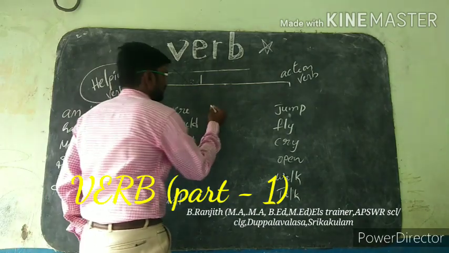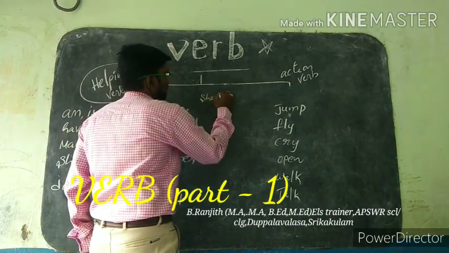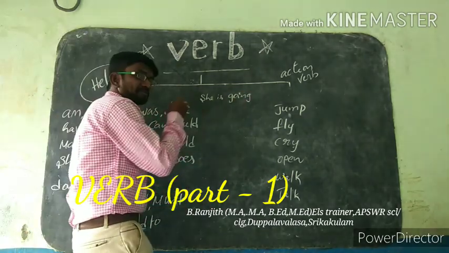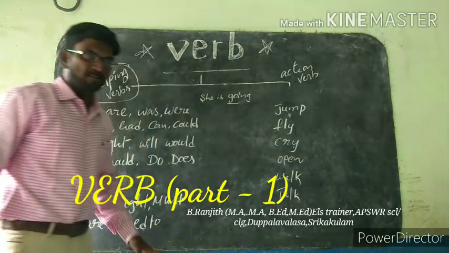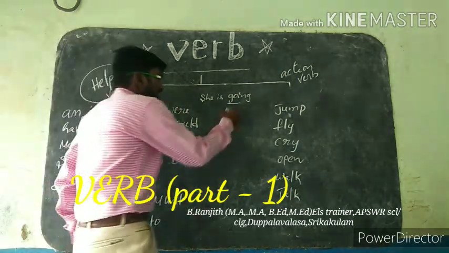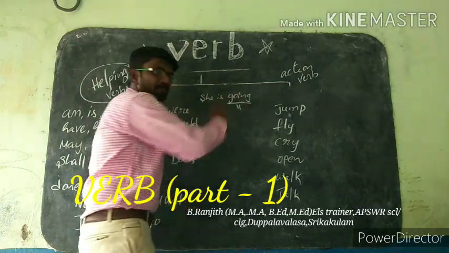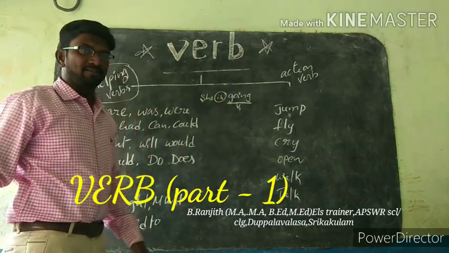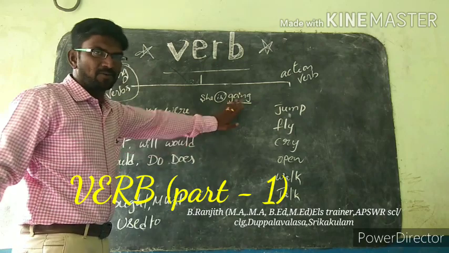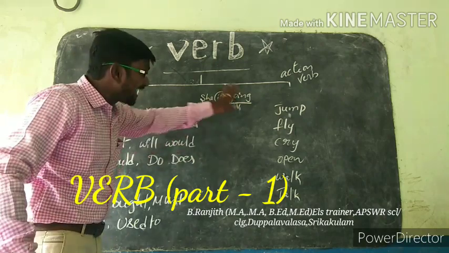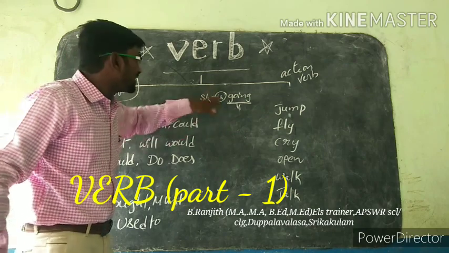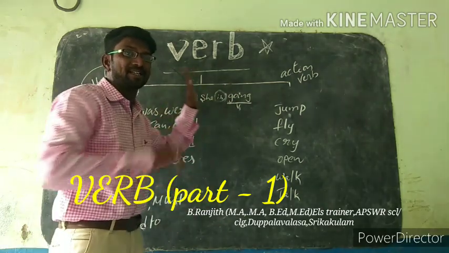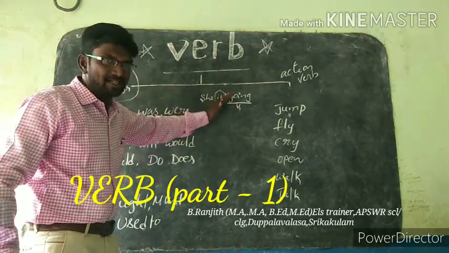For example, she is going. In that sentence, what is the verb here? Go. Go is an action verb. It is an action. So, going is the verb. Is is also a verb here. Going is also a verb. These are two verbs. One is an action verb and another one is a helping verb. This helping verb is telling that this action is continuing in the present.